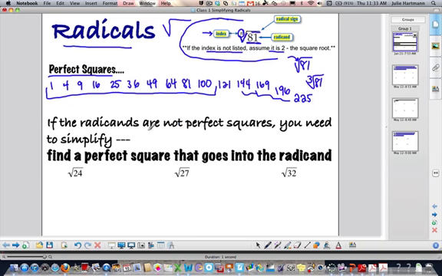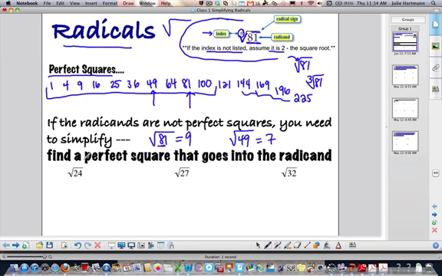Okay? So, when the radicands are not perfect squares, you need to simplify. So, for example, we have the square root of 81. The square root of 81, that's on our perfect squares, that is 9. Okay? The square root of 49, that's right here. The square root of that is 7. Okay, that's what a square root is. It says what can you multiply by itself to get 81.